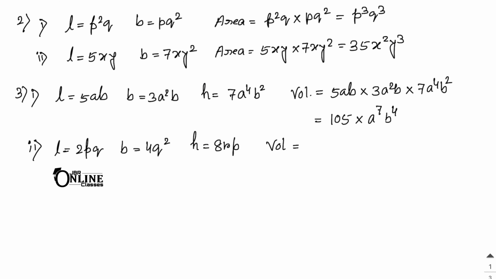Then volume equal to here 2pq into 4q square into 8rp. So 4 into 2, 8, 8 into 8, 64. Now p into p, it becomes p square, q into q square, it becomes q cube and then r as your final answer.